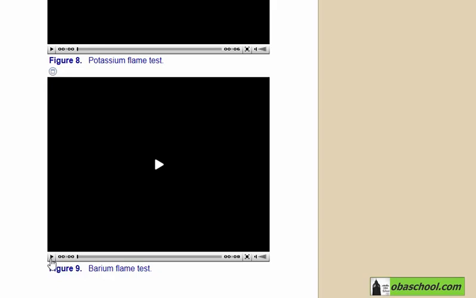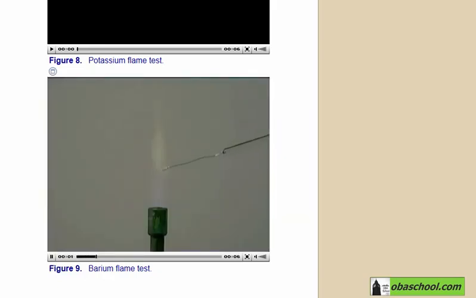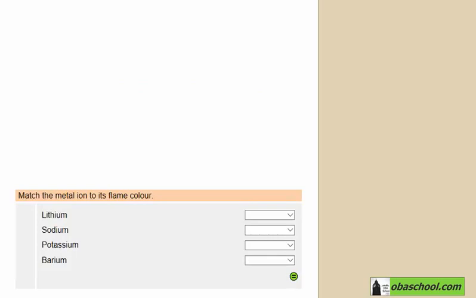And finally, let's examine barium. Barium will produce a pale green flame. Let's match now the metal ion to its flame color based on your observations. What's the color of the flame if we have lithium, sodium, potassium, and barium?